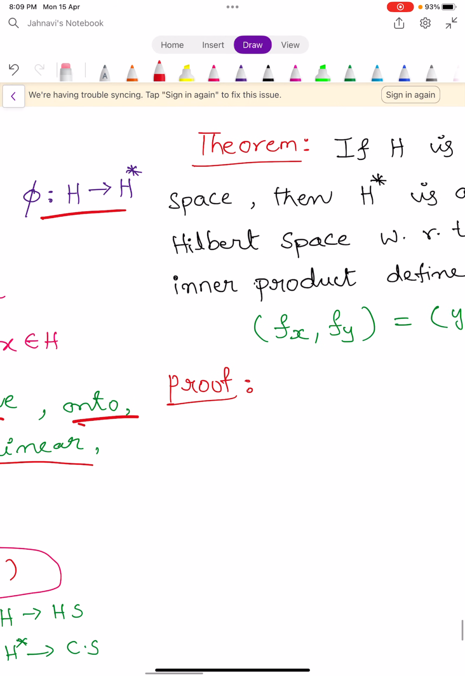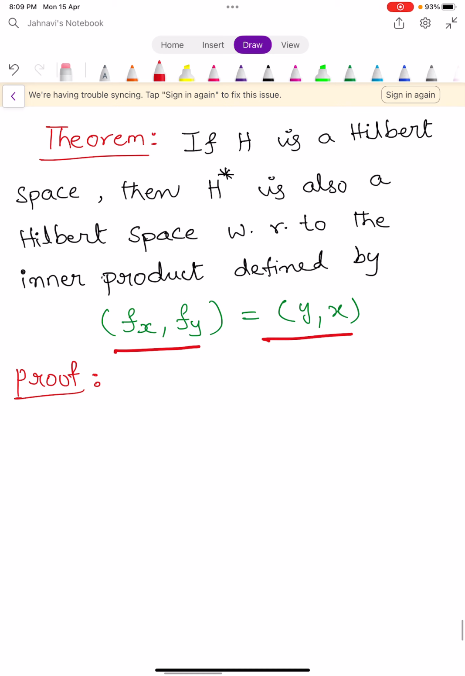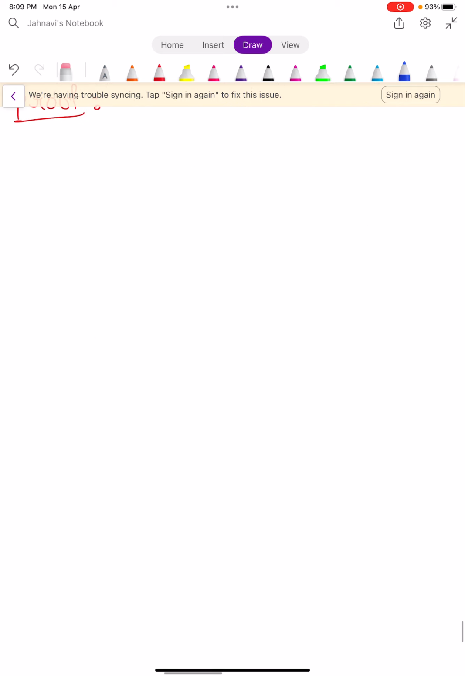This is the first theorem and let us see the second theorem. The statement of the second theorem is, if H is a Hilbert space, then H star is also a Hilbert space with respect to the inner product defined by inner product of fx comma fy is equal to inner product of y comma x. So it is also a simple theorem, we prove it. So let us start.